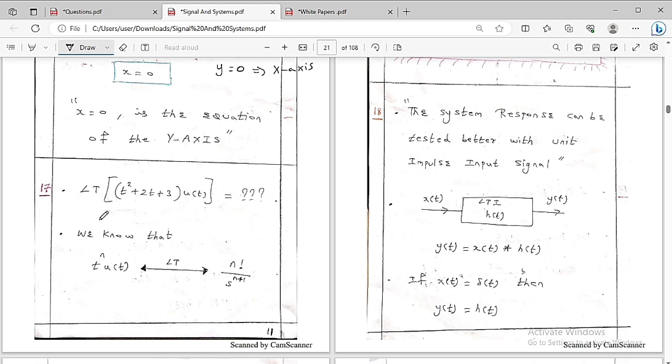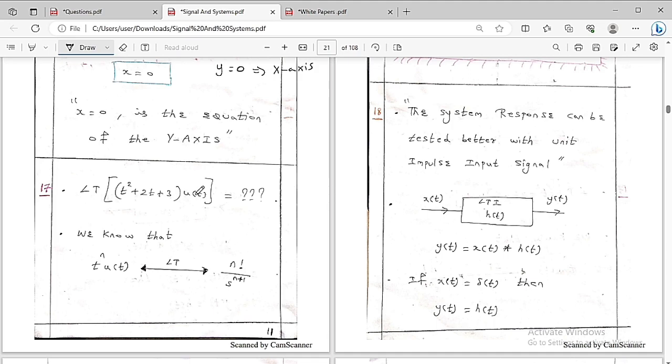You can see we have to find the Laplace transform of (t square plus 2t plus 3) into u of t. Before we solve this question, first you have to know the basic formula, which is, we know that the Laplace transform of t to the power of n into u of t is n factorial by s to the power of n plus 1. If you know this basic formula, solving this is a matter of a fraction of a second.